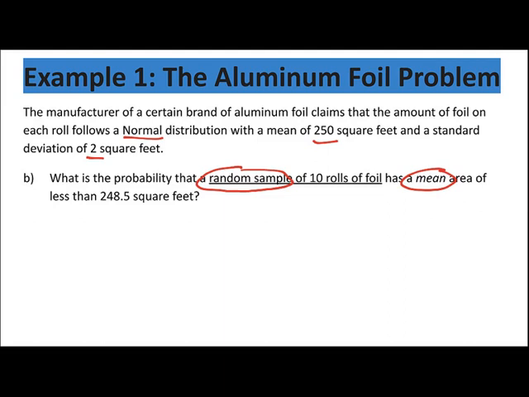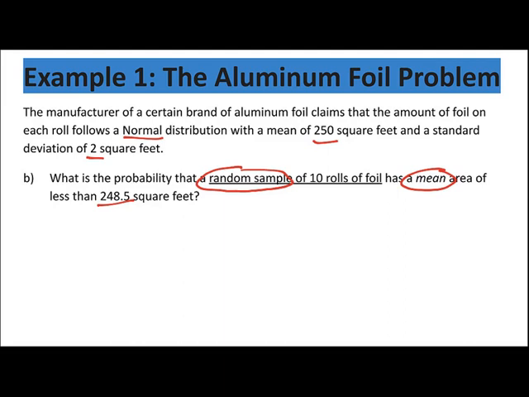If I were to take many samples of 10 rolls, what would be the typical mean for each of those groups of 10 rolls? That will help me figure out how out of the ordinary this number is compared to all of those. So that's the idea, and that's why we have to do a sampling distribution.